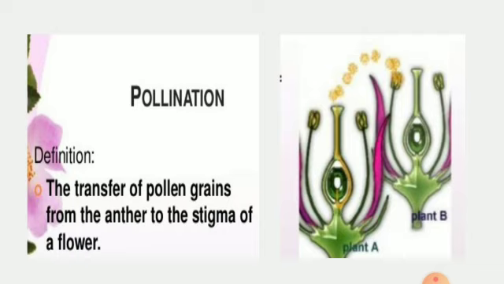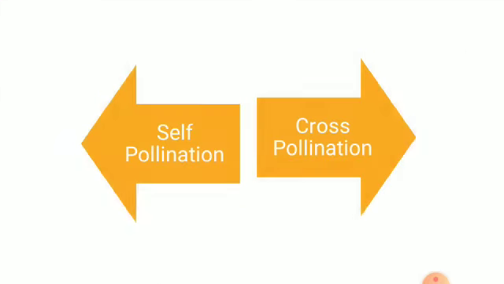Pollination is the transfer of pollen grains from the anther to the stigma of a flower. It is of two kinds, self-pollination and cross-pollination.